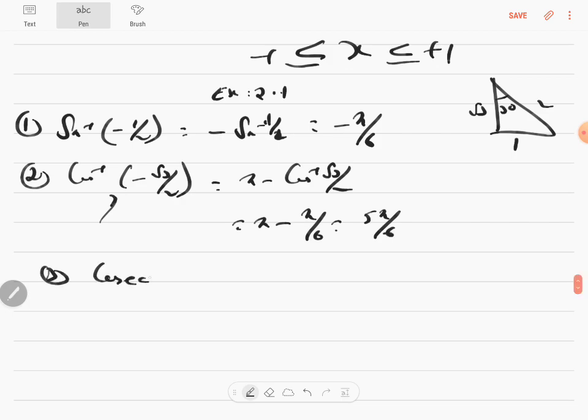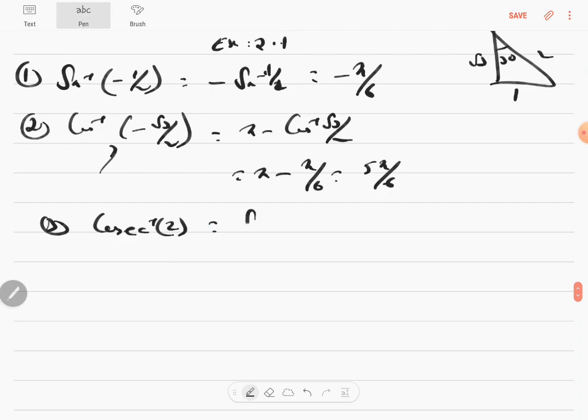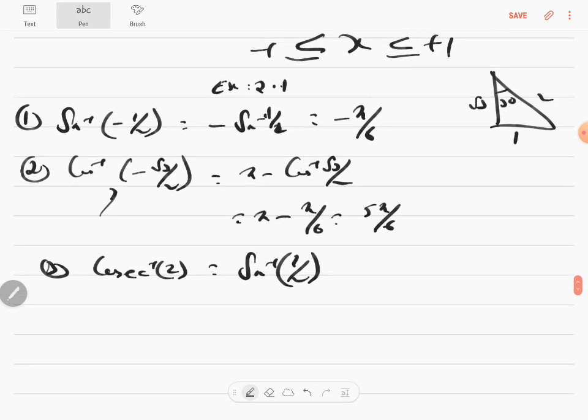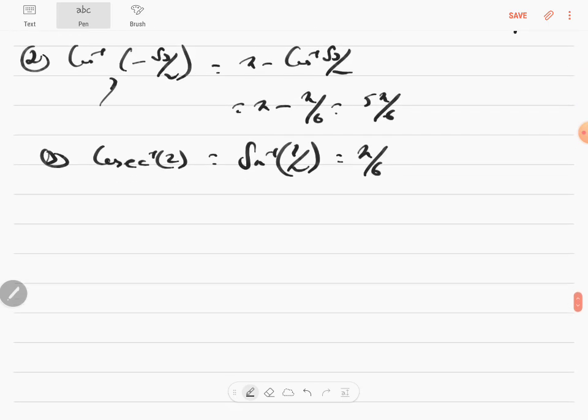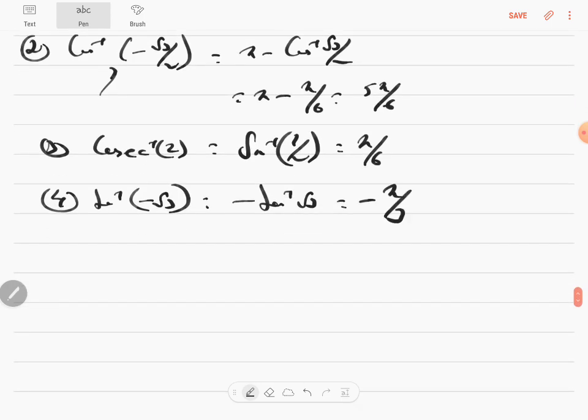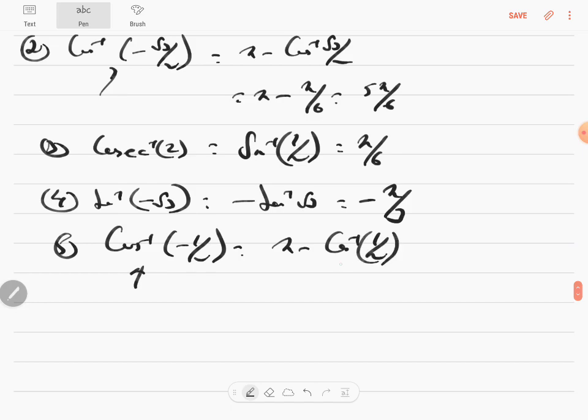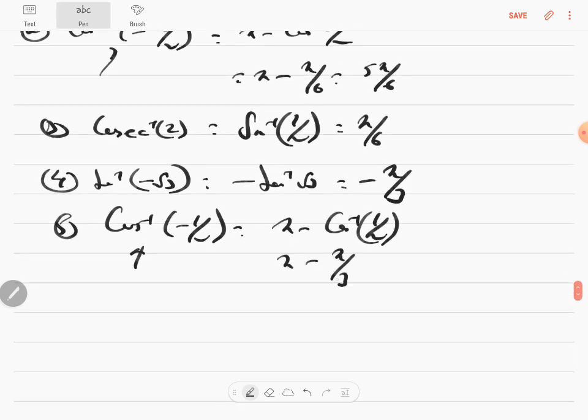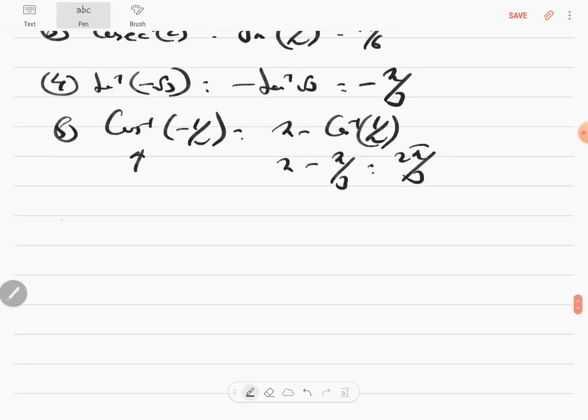Third one, cosecant inverse of 2. It's sine inverse of 1 by 2. When will sine be 1 by 2? Again at 30 degree, which is pi by 6. Fourth one, tan inverse of minus root 3, which is minus tan inverse of root 3. Where will tan be root 3? At 60 degree. So it's minus pi by 3. Fifth one is cos inverse of minus 1 by 2. Negative argument, so pi minus cos inverse of 1 by 2. Cos 1 by 2 is at 60 degrees. So pi minus pi by 3 becomes 2 pi by 3. Sixth question, tan inverse of minus 1 is minus tan inverse of 1. So minus pi by 4 is the answer.